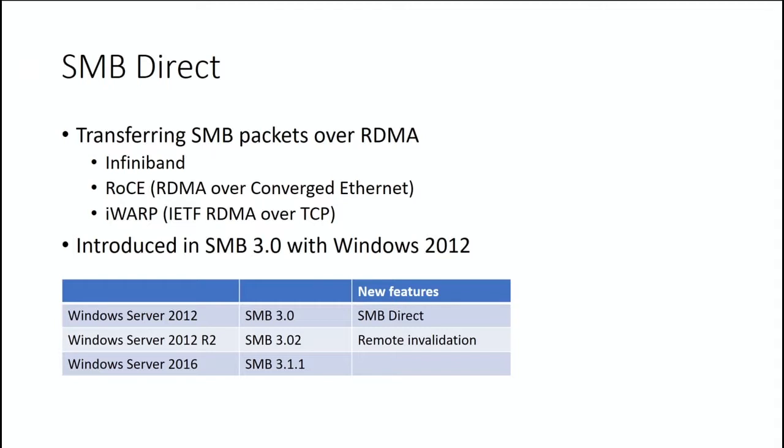It was first introduced with SMB 3.0 in Windows Server 2012. Then in 2012 R2, SMB 3.02 was introduced. Lastly, in 2016, we have SMB 3.1.1. In terms of this implementation, we really don't care about the difference between those three. The only thing we care about is SMB 3.0.2, where remote invalidation was introduced. With that, it requires some change in the code to deal with remote invalidation and speed up the RDMA process.